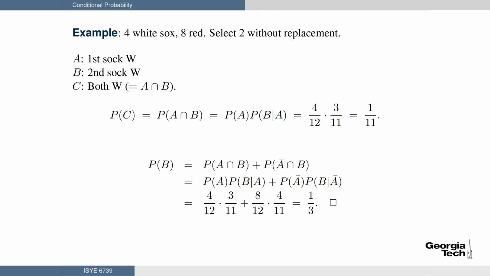The second part, the probability of A complement, well, that's just the probability that the first sock is red, 8/12ths, and the probability of B given A complement is 4/11ths. The probability that the second sock is white, given that the first sock was red, 4/11ths. When the smoke clears, you get 1/3, which is, bang, intuitively what we thought. And again, as you do more problems in prob and stats, you'll get a better feeling for this.